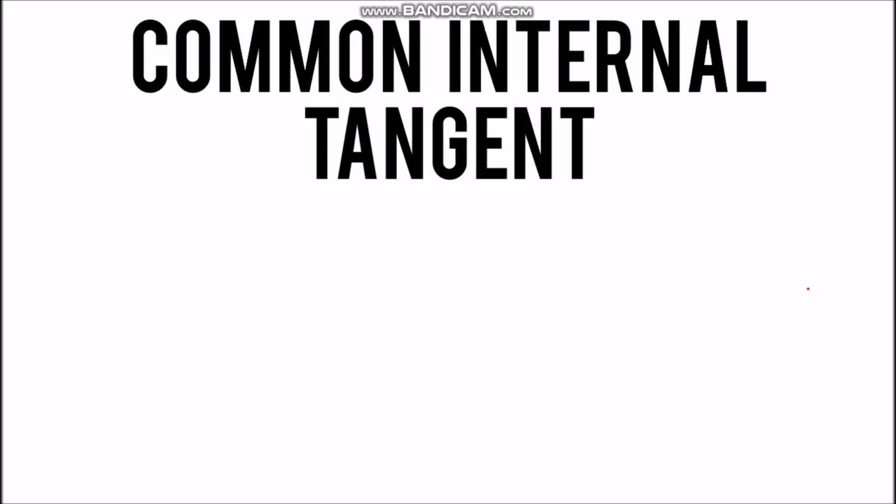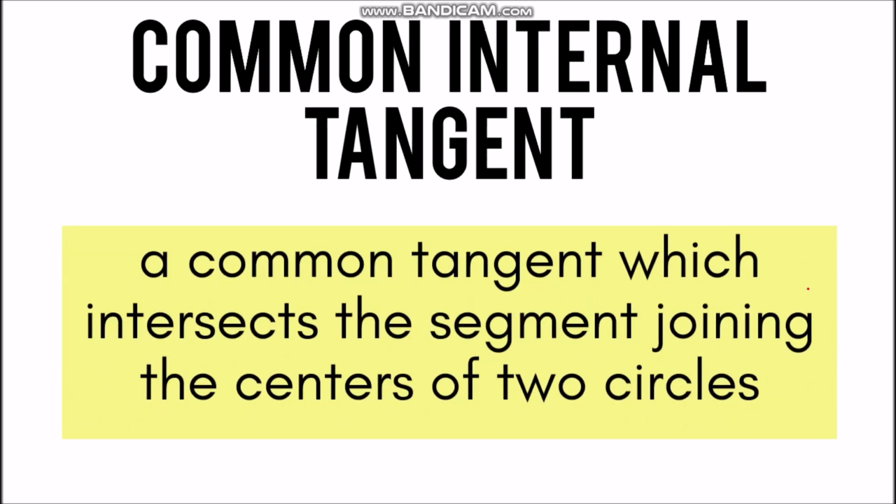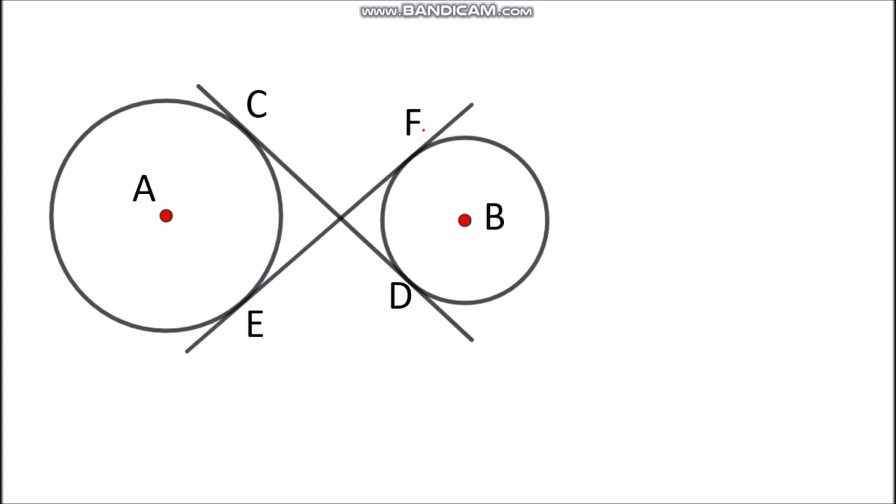There are two types of common tangent. First is the common internal tangent. A common tangent which intersects the segment joining the centers of two circles. When we say internal, if you try to imagine, that means they are passing through in between the two circles. To further understand this, let's take a look at this example.